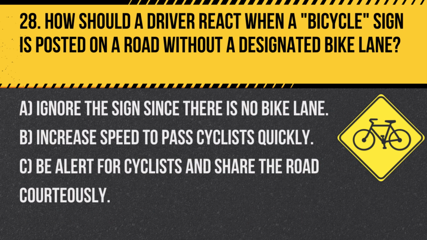Question 28. How should a driver react when a bicycle sign is posted on a road without a designated bike lane? A. Ignore the sign since there is no bike lane. B. Increase speed to pass cyclists quickly. C. Be alert for cyclists and share the road courteously. Answer: C. Be alert for cyclists and share the road courteously. The sign indicates that cyclists are likely present, so drivers should be cautious and respectful.